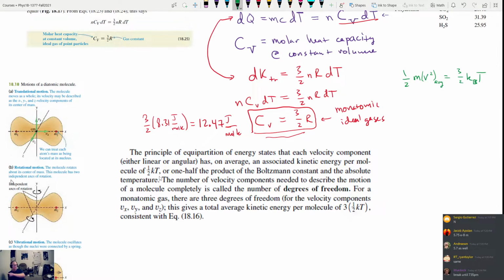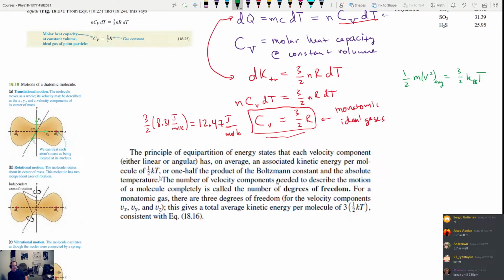That is to say, it's free to move like this, it's free to move like this, and it's also free to move in and out. Those 3, what we call degrees of freedom, each contribute 1/2 kT to the associated kinetic energy per molecule.